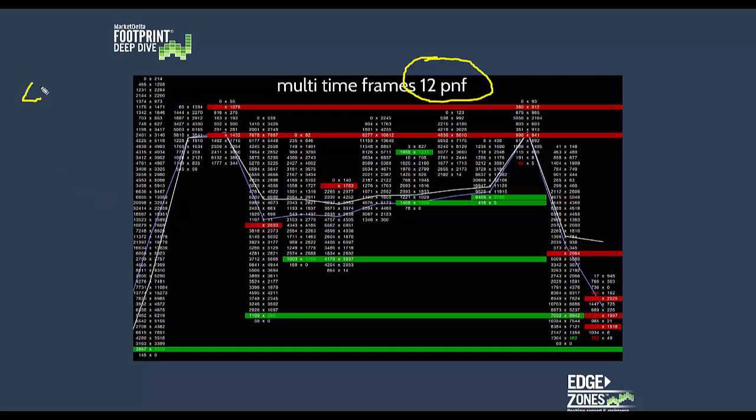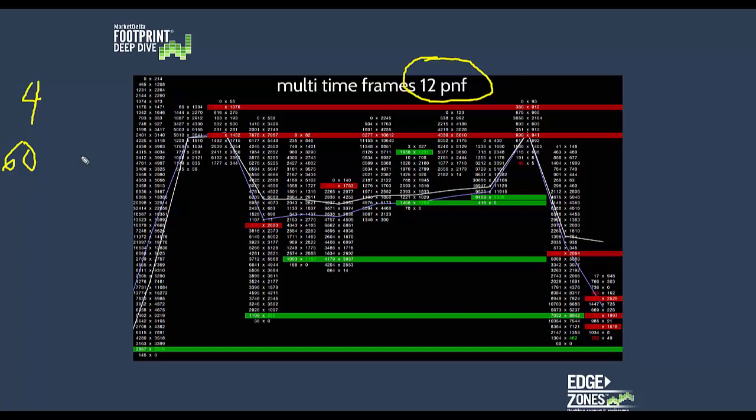If this was a 4 PNF chart, it's a smaller time frame. If this was a 60 PNF chart, it's a much higher time frame. It's not minutes, but the concept is the same, right? A 2-minute chart is a smaller time frame than a 60-minute. Same concept with a PNF.